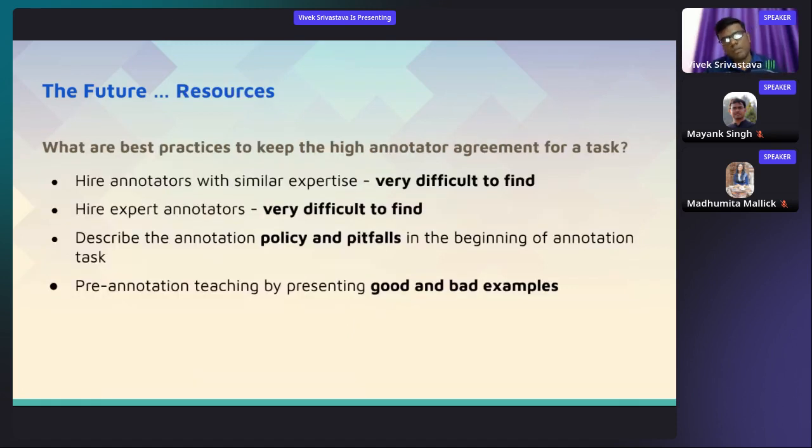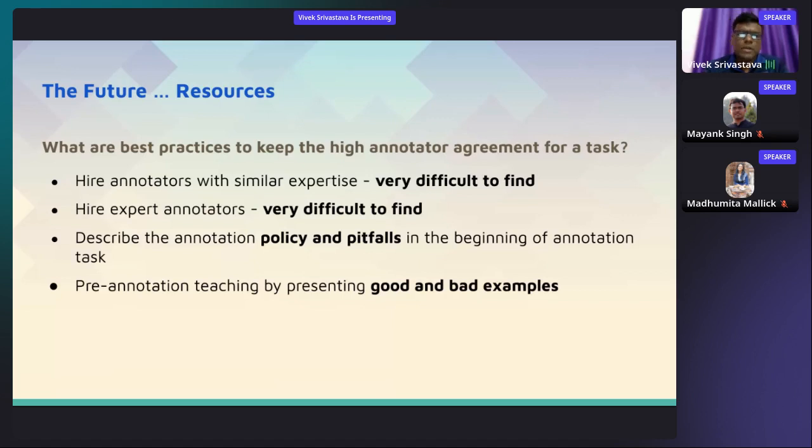For resources, the first thing that we have already seen is how well we can do the annotation, and what practices we need to keep in mind such that there is a high annotator agreement for a task. It's very difficult to find annotators who share similar expertise as you go into this code mixing setup. It's very difficult to find annotators who are actually expert, who understand not just one particular language but both the languages.